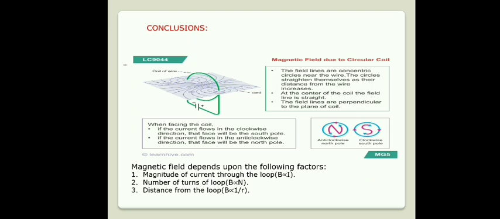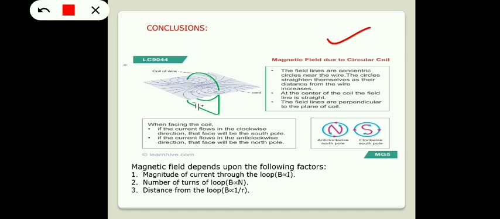What we have discussed just now is consolidated in this slide. Here we can see the magnetic field due to a circular coil. The field lines are concentric circles near the wire. The circles straighten themselves as the distance from the wire increases. At the center of the coil, the field line is straight. The field lines are perpendicular to the plane of the coil.